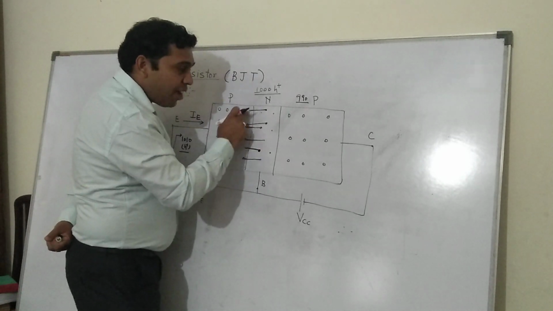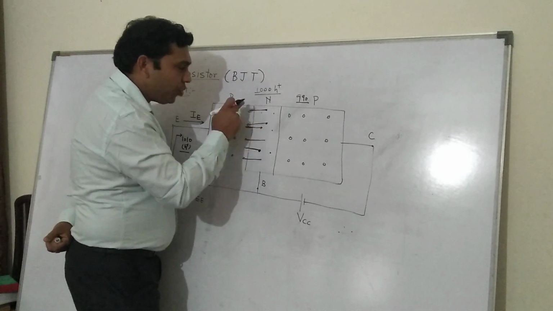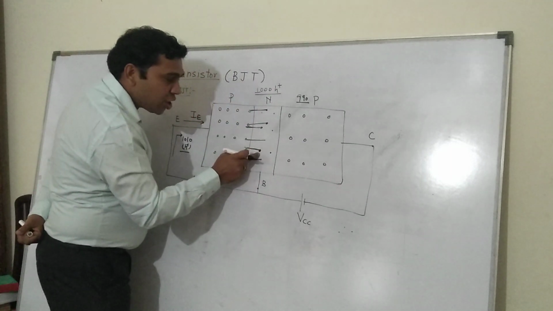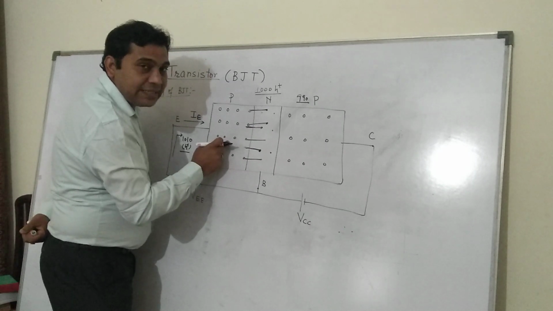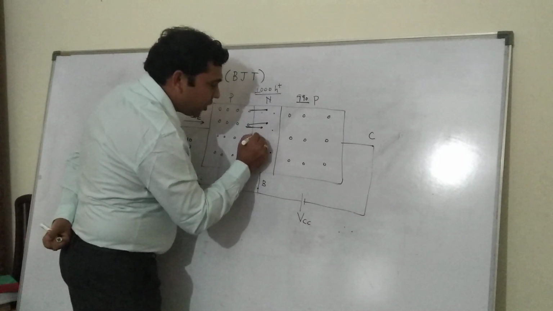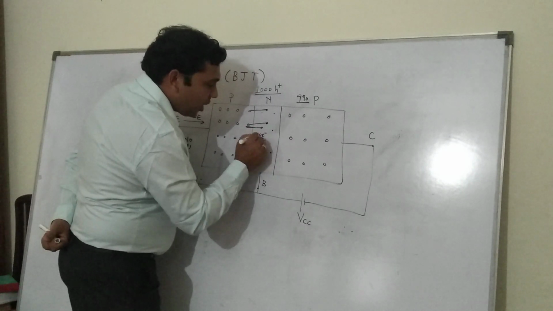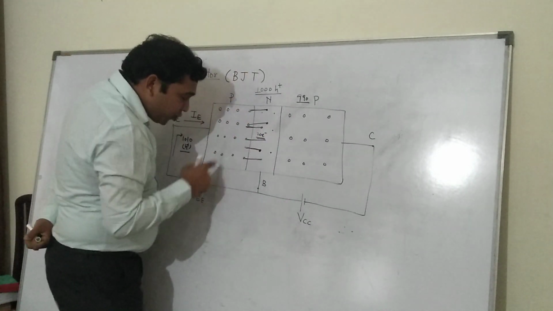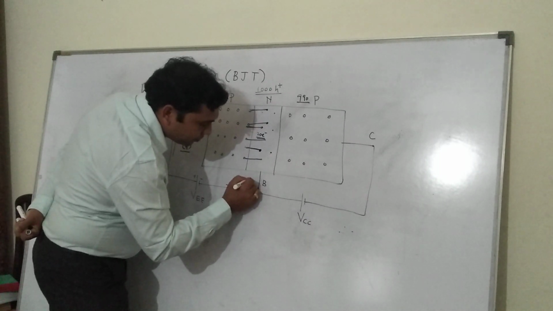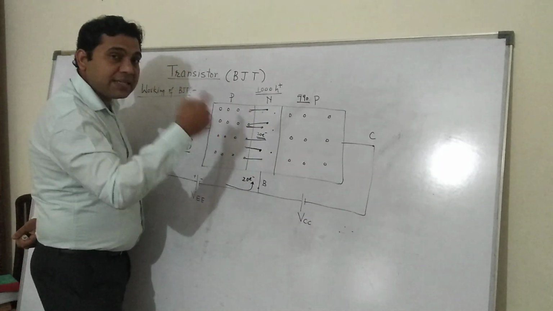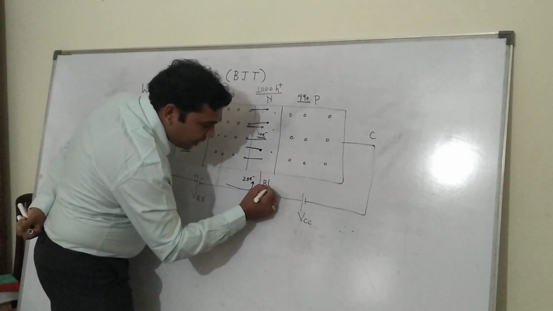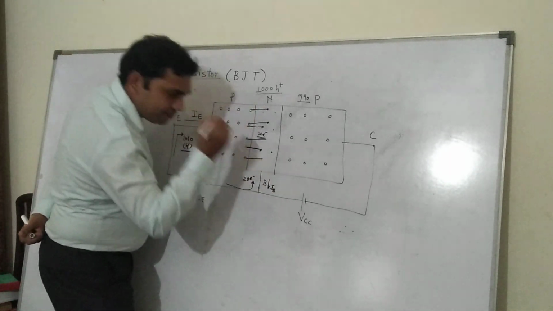10 have been recombined due to the holes coming from the P region, and 10 electrons are crossing from base to the emitter because of this biasing. So a total of 20 electrons are less. These 20 electrons will be provided by this battery, and the base current will flow. So the 20 electrons will be provided, and the base current will be towards this side.